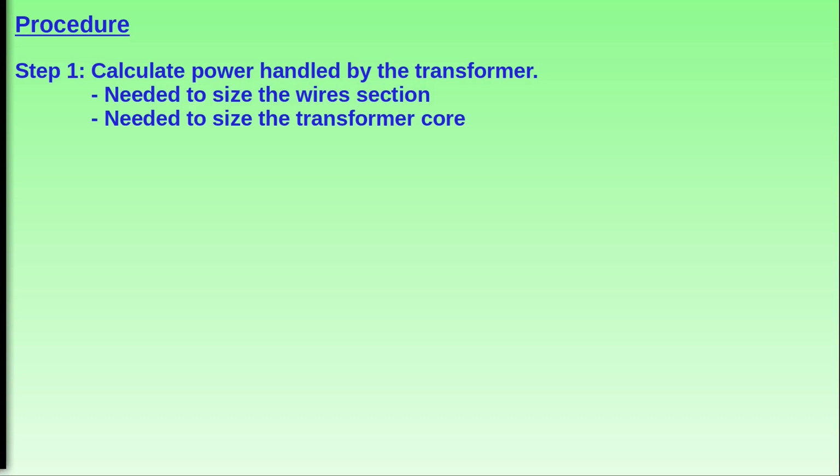To calculate the involved power, we just need to multiply the voltage output by the current output. And that is expressed in VA or voltamperes, or voltamps, since we are dealing with alternate currents.